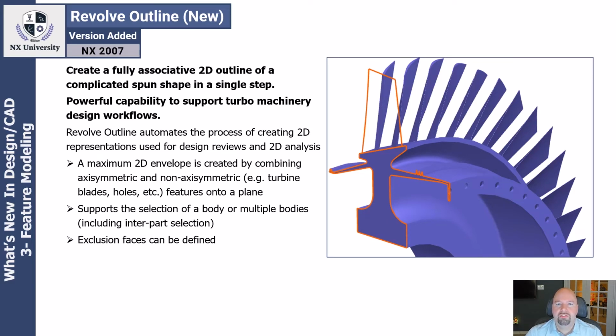So you can create these 2D outlines or envelopes by combining axisymmetric or non-axisymmetric features, for example, turbine blades, holes, etc., onto a single plane. This does support the selection of a body or multiple bodies inside of the same part file. It also allows the user to exclude faces from the part and not have those shown inside the revolved outline.